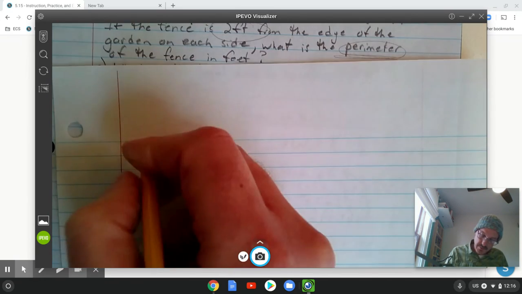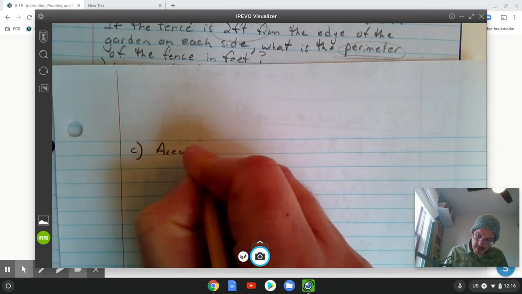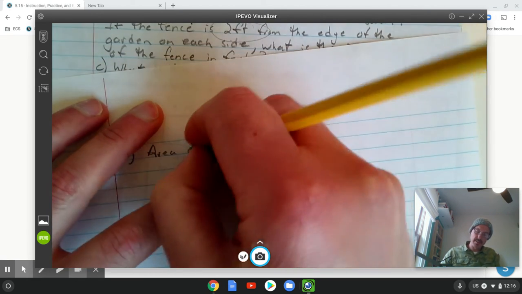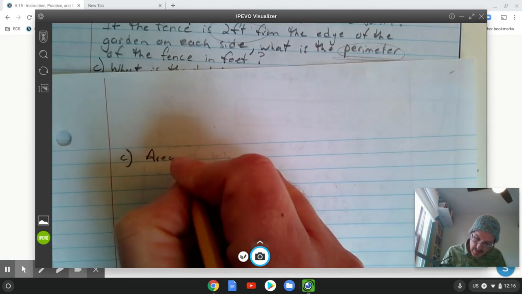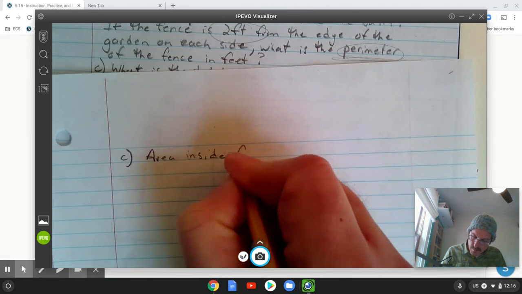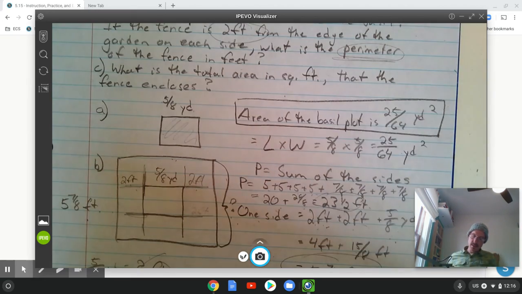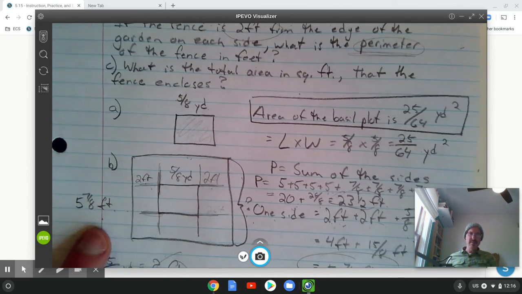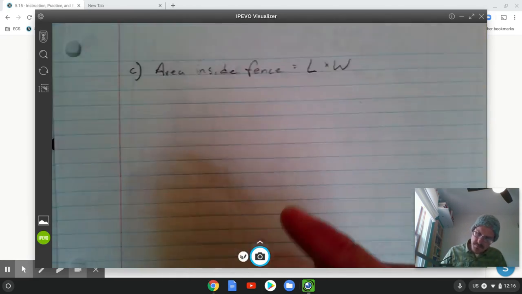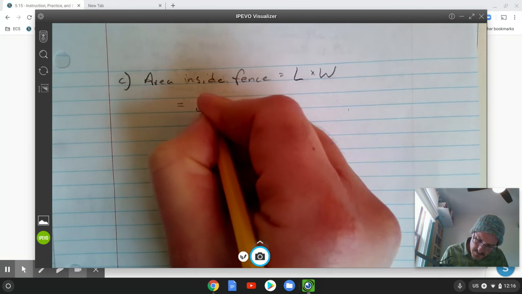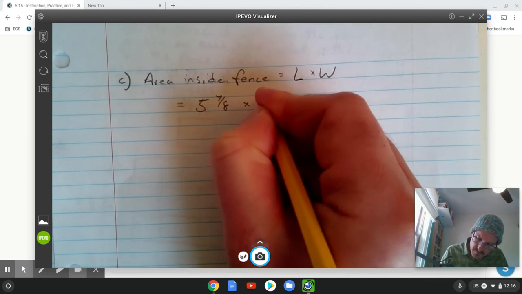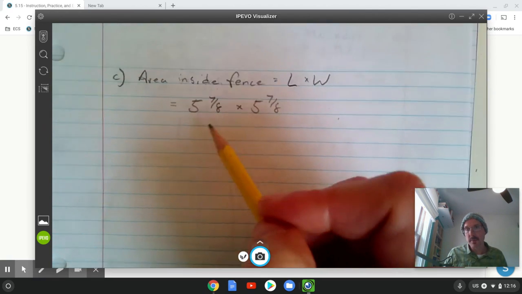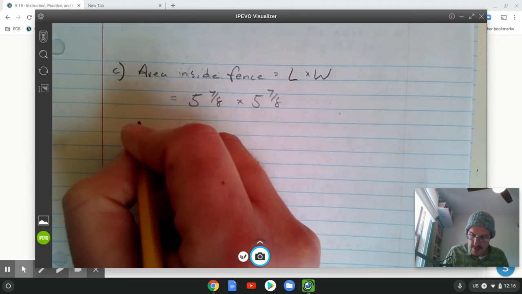So this is area of inside fence. So the area inside the fence is the length times the width, and that is going to be 5 and 7/8 times 5 and 7/8. Then the question is, how do you multiply 5 and 7/8 times 5 and 7/8? You could turn them into improper fractions and multiply across, but let's use the area model.